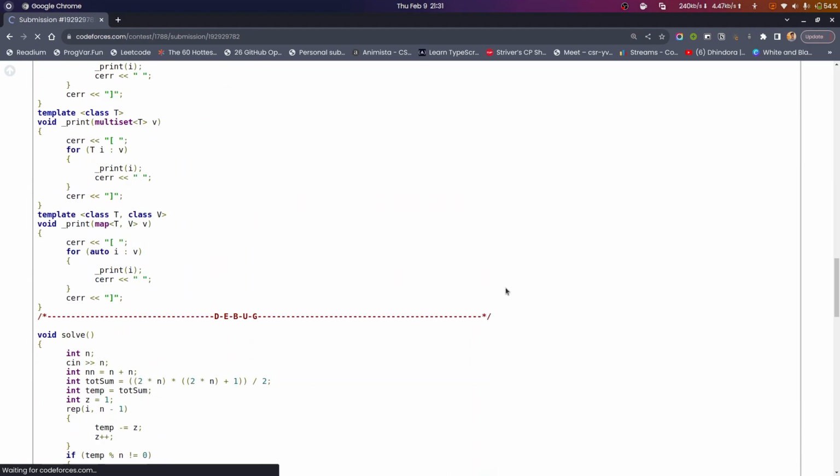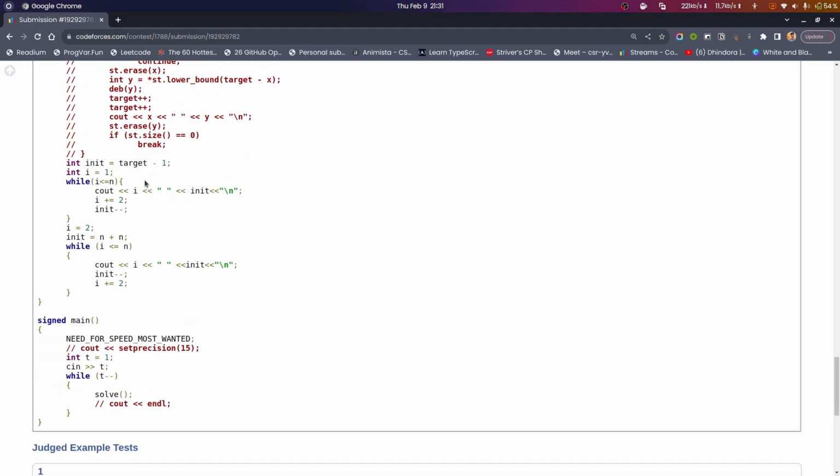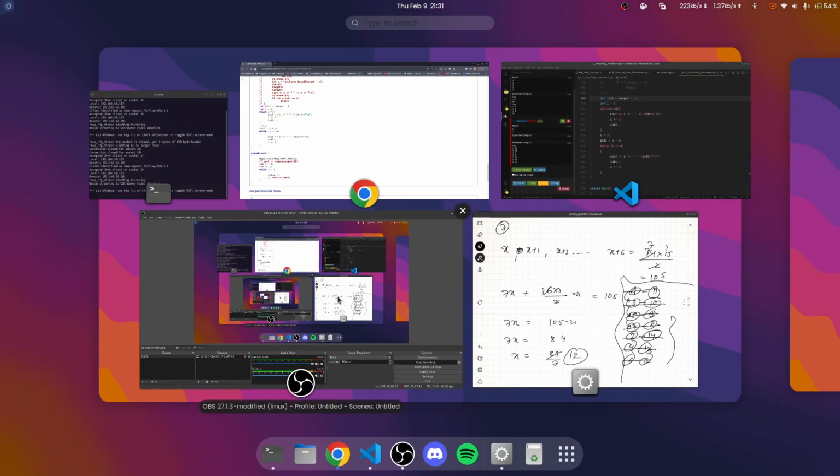I did the same thing. First I took from 1 till n with i plus 2, and initially I took the lower bound of that and did minus, and the same with the even numbers, and this solution got accepted.